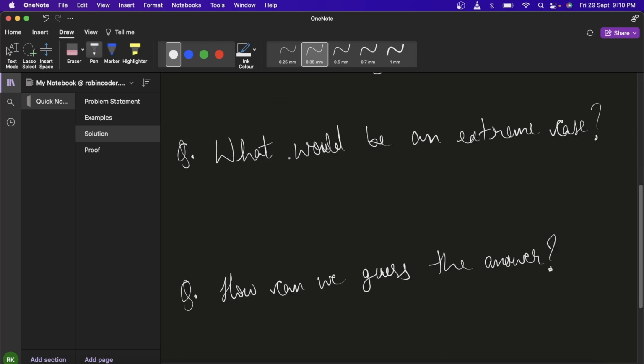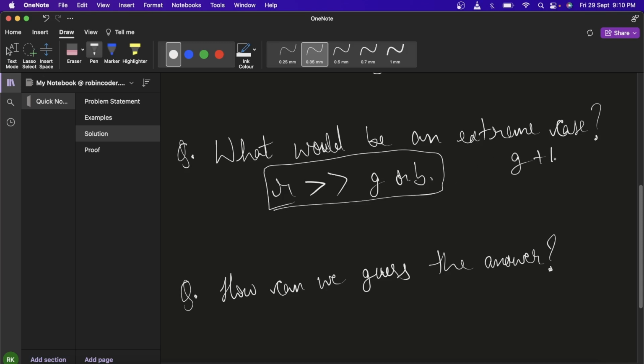And the third question is, what would be an extreme case? The extreme case I could think of was, let's say R is much greater than G or B. In that case, we can always use two balloons from red and one balloon from G or B. So in this case, the answer would be G plus B. But what would be the condition that we can say that this is an extreme case? The condition will be that we always want to use one balloon from G or B and two balloons from red.